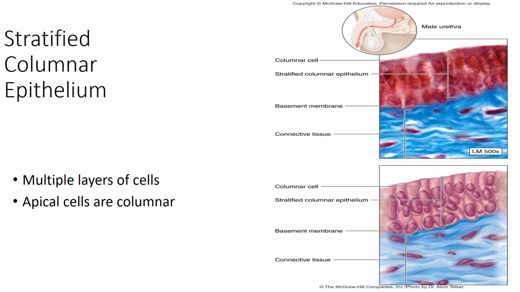A very rare example in the body is this stratified columnar epithelium. So the function of this is for protection and for secretion. The male urethra is one example where we find this, but also we find this in some exocrine glands. So stratified, multiple layers, columnar meaning that they are taller than they are wide. So here we have multiple layers, and unlike pseudostratified, there are distinct layers that the cells stem from.